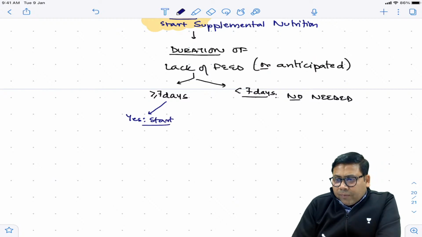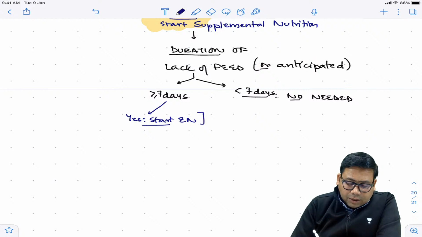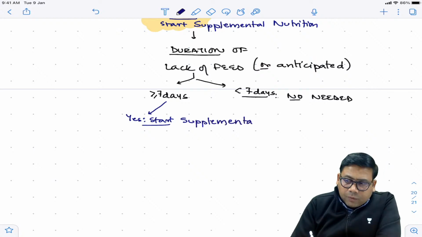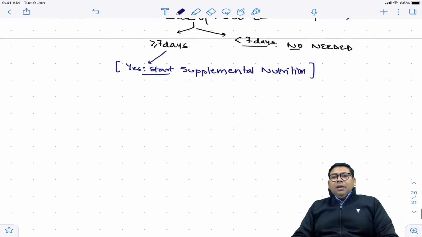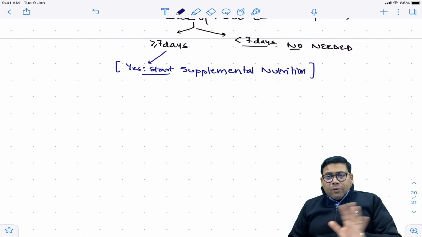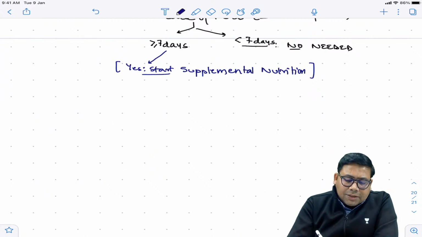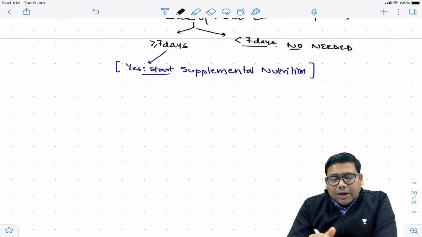Start nutrition. And what nutrition? Supplemental nutrition. Now, when you talk about supplemental nutrition, there are two things that we need to understand. What are the two things? The first is, is parenteral nutrition to be given or is enteral nutrition to be given? You have the answer that unless the enteral is contraindicated, you cannot give parenteral.